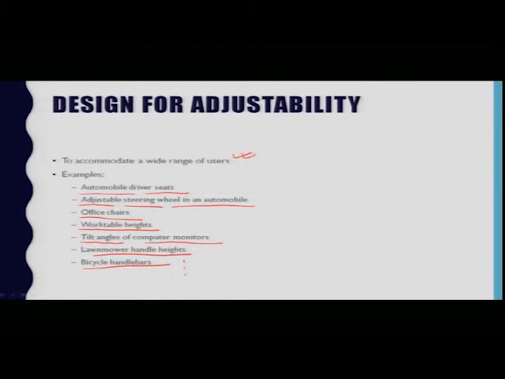So, designing for adjustability allows virtually all users to make the necessary adjustments in any product or any system or any equipment to suit their particular body dimensions.